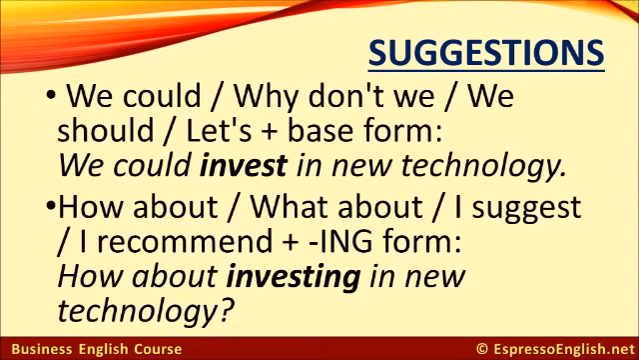Note that the phrases we could, why don't we, we should, and let's are followed by the base form of the verb. For example, we could invest in new technology. The phrases how about, what about, I suggest, and I recommend are followed by the ing form. How about investing in new technology?